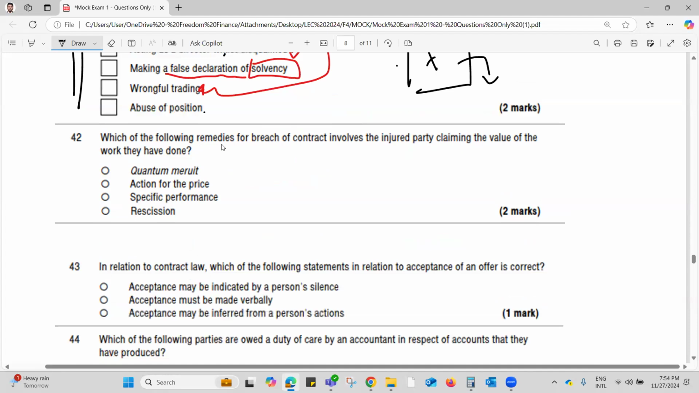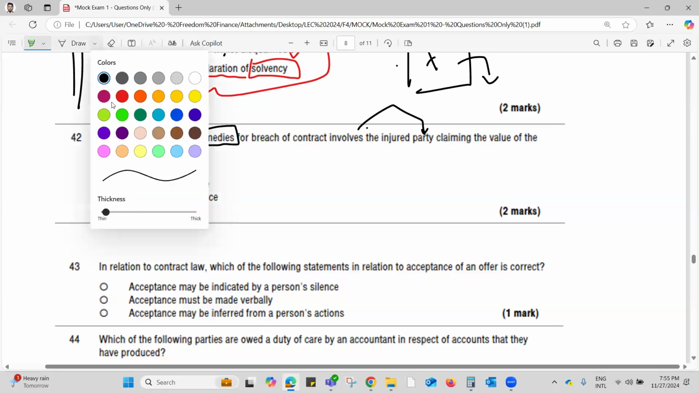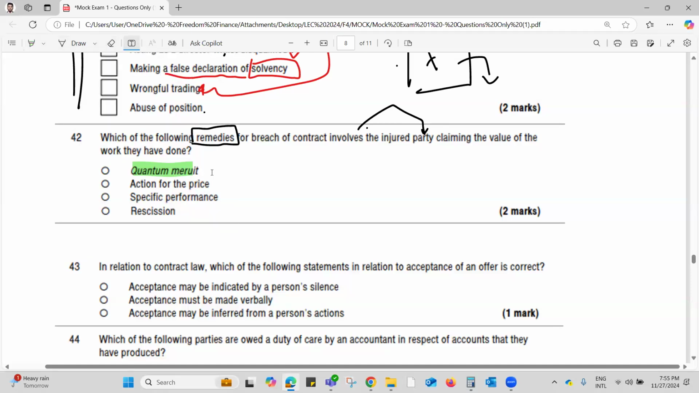Which of the following remedies for the breach of contract involves the injured party claiming the value of the work they have done? Okay, so what is that? That is quantum meruit. Let me give some explanations on those. So, first, take down some points. It will be a revising factor.